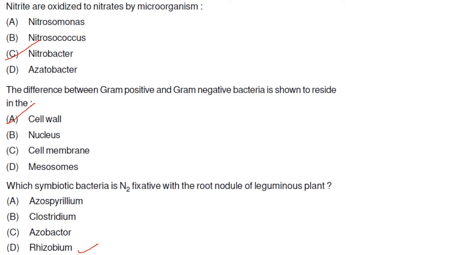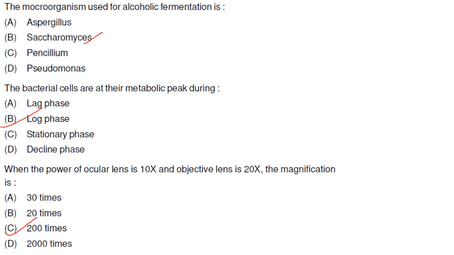Answer is option D. Then the microorganism used for alcoholic fermentation. It is Saccharomyces cerevisiae. Answer is option B. The bacterial cells are at their metabolic peak during. So the metabolic peak is during the log phase.